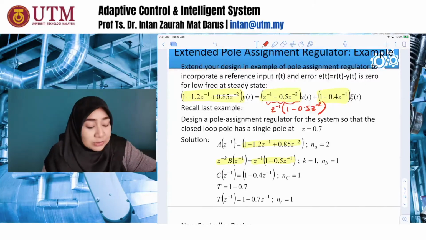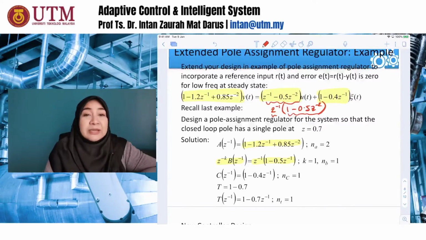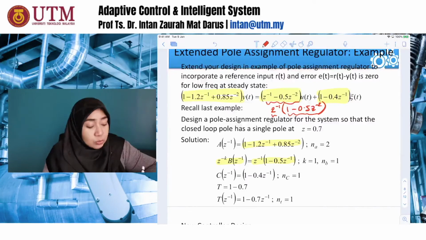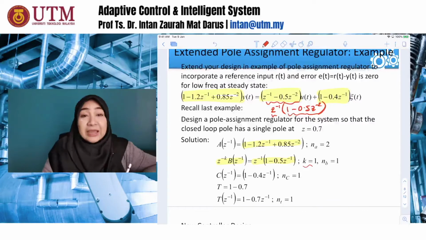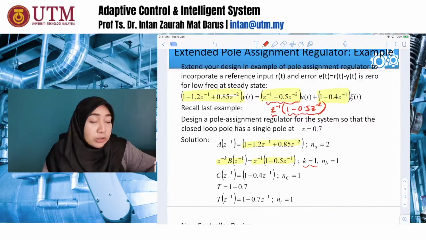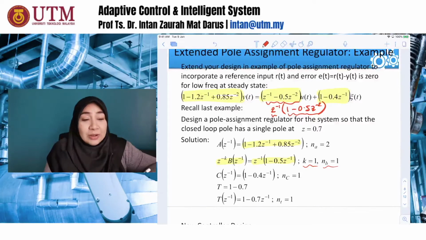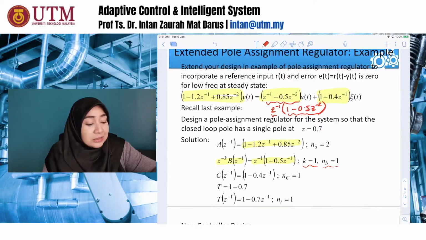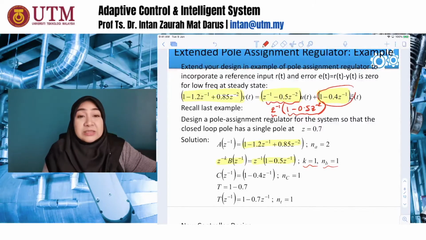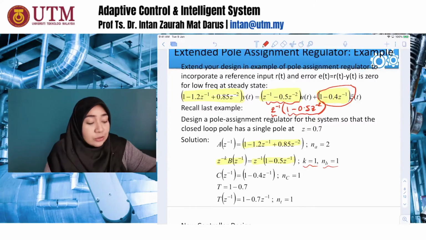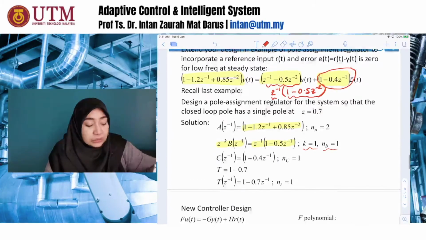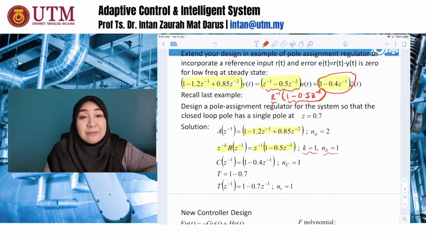Why do I do that? Because I know that this is z^-k, the delay of our system, and this is the polynomial B. We need to split it into two. From there we can tell that k is equal to 1 and the model order of B is equal to 1 as well. Lastly, have a look at polynomial C, your noise. Polynomial C is equivalent to 1 minus 0.4 z^-1, so the model order for C is 1.